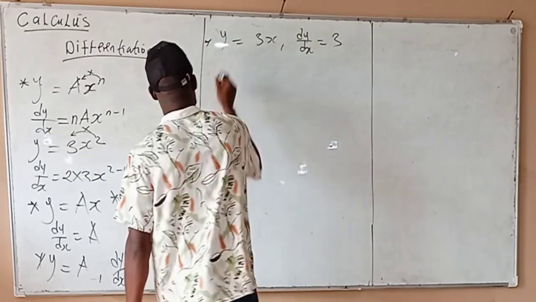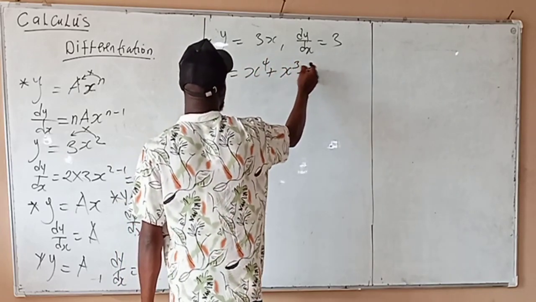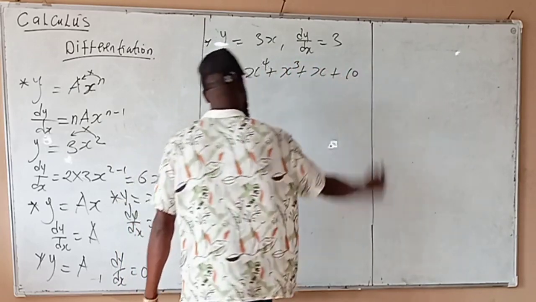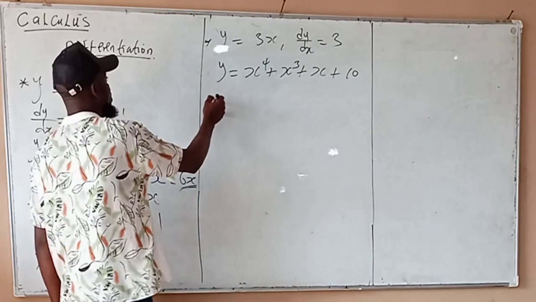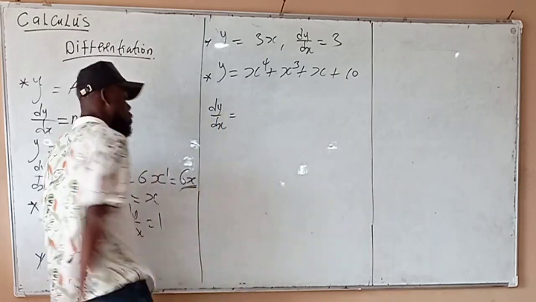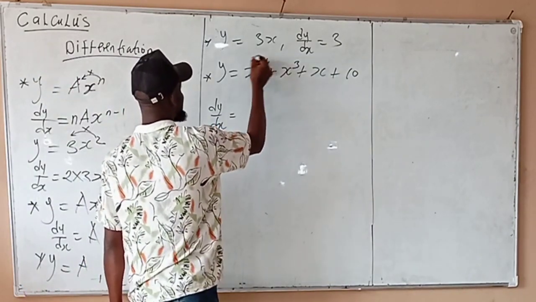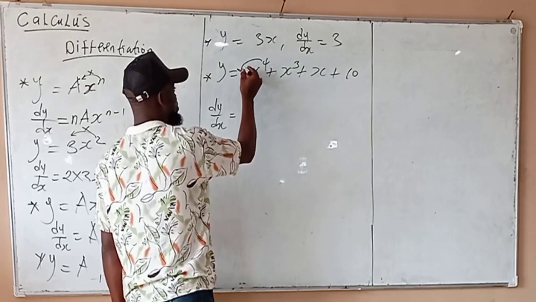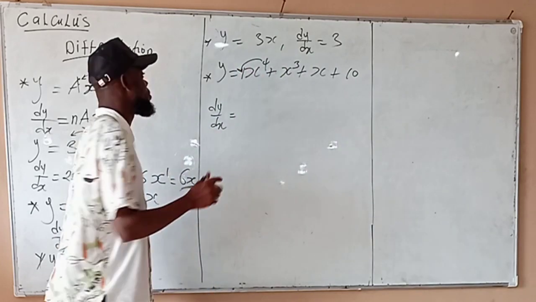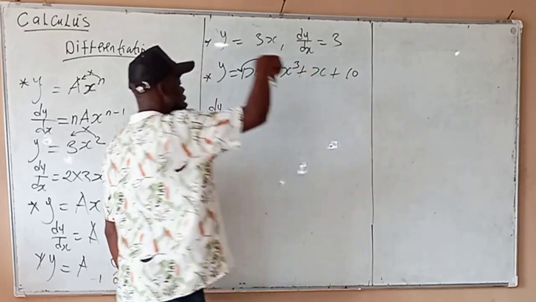So let's say we have a combination of y equal to x^4 plus x^3 plus x plus 10. What will be dy over dx for this? This is part of the coefficient. Now the coefficient here is 1, but we are not going to put this 1. This one is also 1, this is also 1. This coefficient is 1 when you put it there.